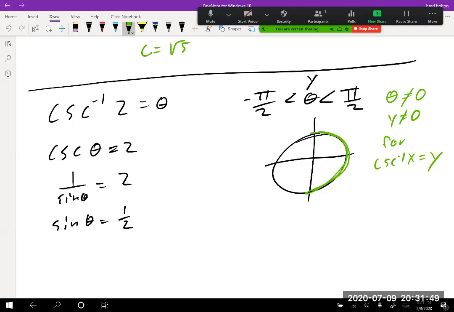Okay, so that means when would the sine be a positive 1/2? Okay, when would sine be a positive 1/2? Well, sine would be a positive 1/2 right here at 30 degrees, or pi over 6. So I'm going to say theta is equal to pi over 6.